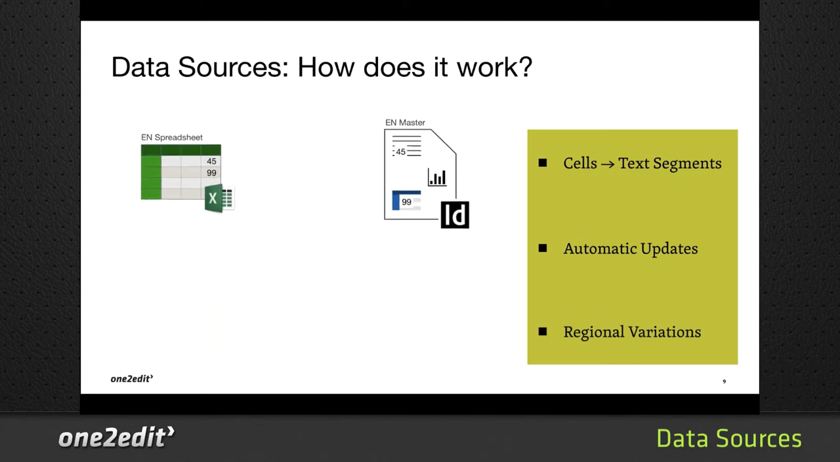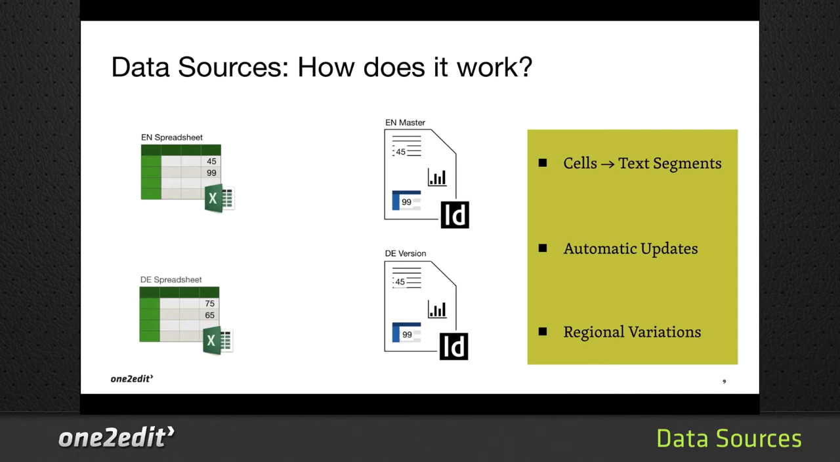Additionally, regional variations of data, for example pricing, can be accommodated by linking language versions to region-specific Excel files. This allows you to seamlessly integrate the one2edit data sources functionality into your existing one2edit translation workflows. The only requirement is that the regional Excel file has the same layout as the original Excel file.